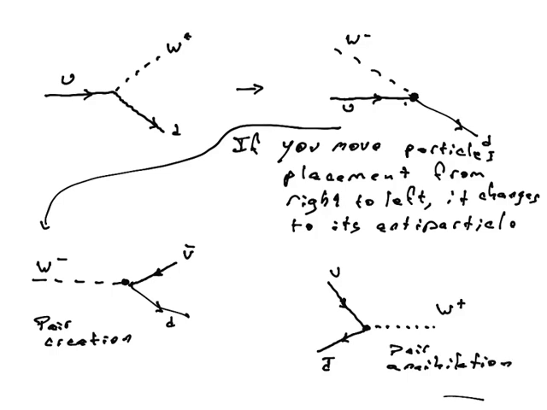Okay. So this is a nice little rule. If you have some vertex, some interaction, you can discover what other interactions are possible by moving the lines around, knowing the rule that if you move a line from one side to the other, you have to change it to its antiparticle. Okay?